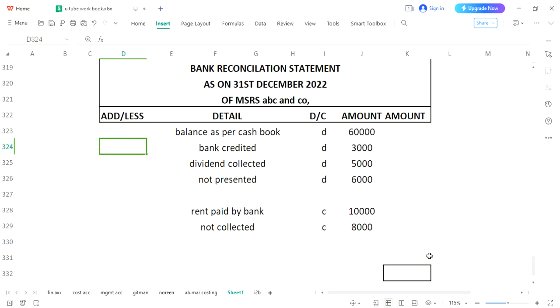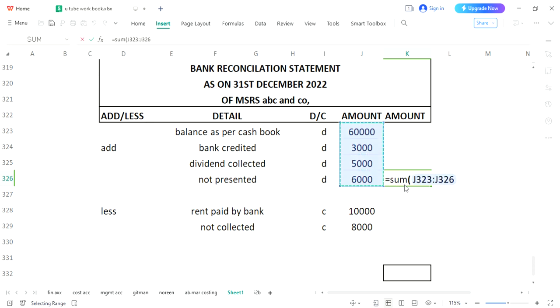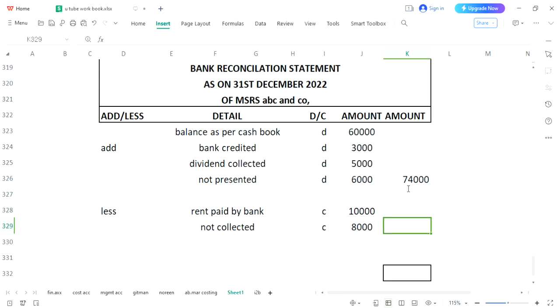After the first line, in the second line we will write add, and in the next line we will write less. All debit entries are separated, all credit entries are separated, and now we will take the sum of the debit side. For the sum, we will take help from Excel. Sum of these amounts, we have got the debit side total, and for the sum of the credit side, there are only two amounts, so we will take the sum manually. So the sum of the debit side is 74,000, the sum of the credit side is 18,000.